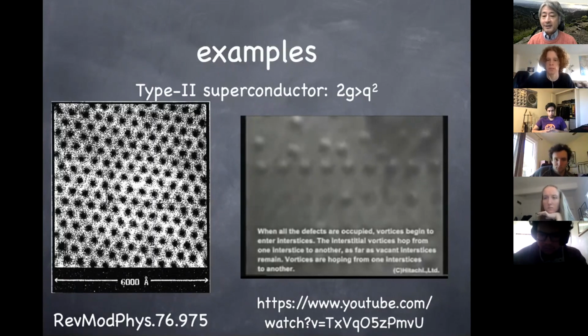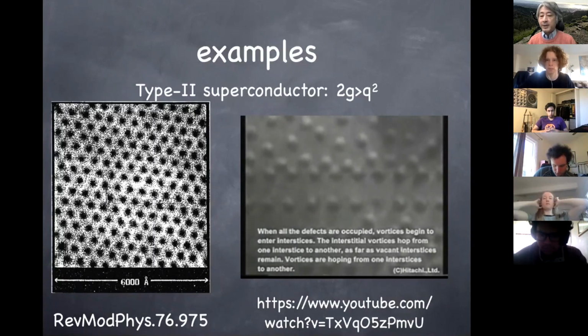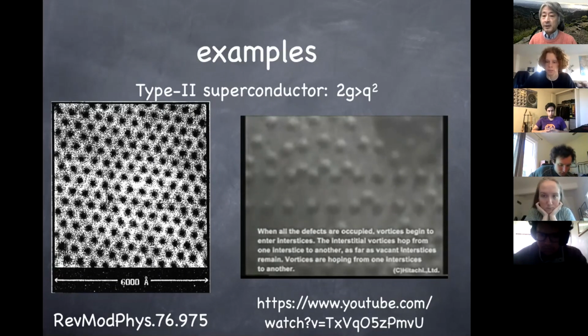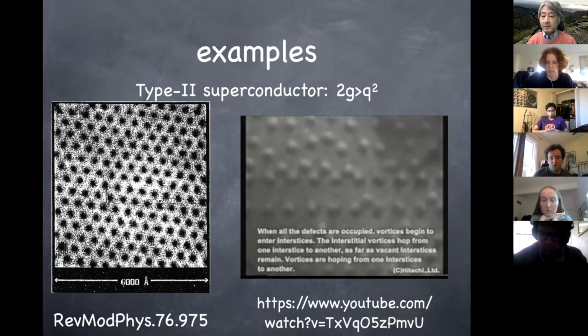When all the defects are occupied, vortices begin to enter interstices. So they have to be somewhere in between. The interstitial vortices hop from one interstice to another. So there's still room in front of the traffic jam, so they just go ahead and move to new positions, as far as vacant interstices remain. Vortices are hopping from one interstice to another.